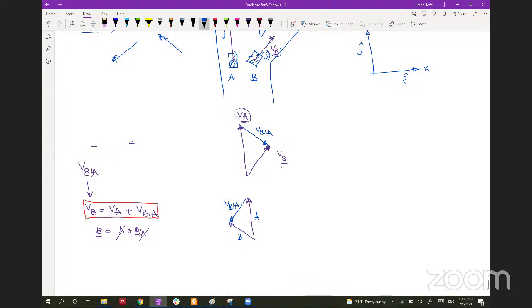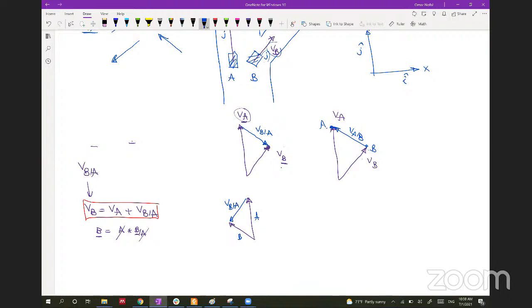So what if you are asked for VA with respect to B? Here's VA and here's VB. So VA with respect to B will be something like that. If this is the position of A and this is B, then this is VA with respect to B. So this is the direction. It's completely different if you are asked for the velocity of car A with respect to B or car B with respect to A. Just make sure that you have the right direction.